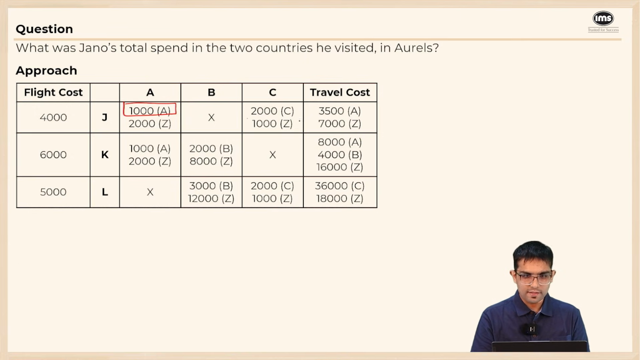This is 1000 Z, but I know 1000 Z is actually 500 A. So this will become 1000 A plus 500 A, 1500 in terms of A is the correct answer.